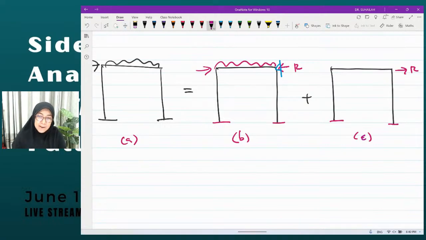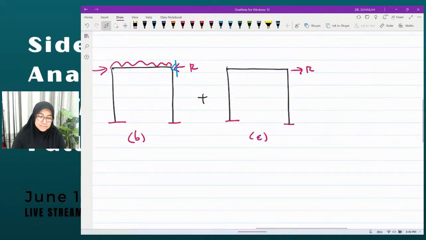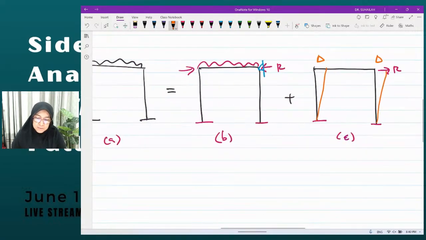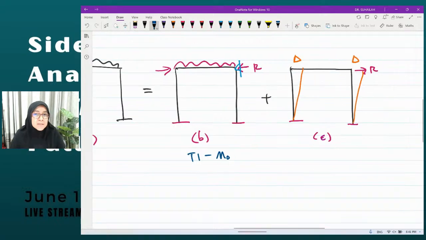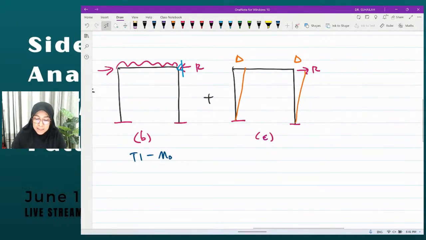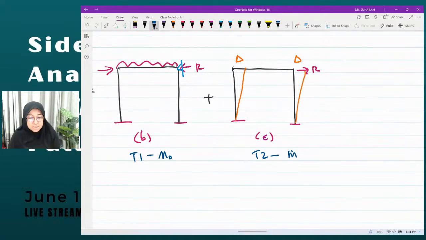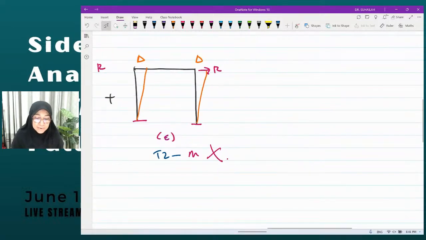So in diagram C, due to R, diagram C has delta. Okay, so table 1 gives us M naught. Table 2 is not M. It's not this. Table 2 is not this. Table 2 comes from another diagram.